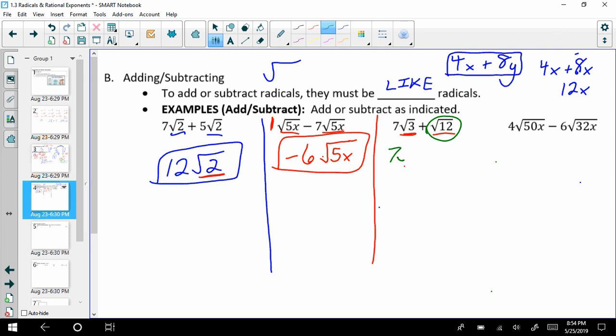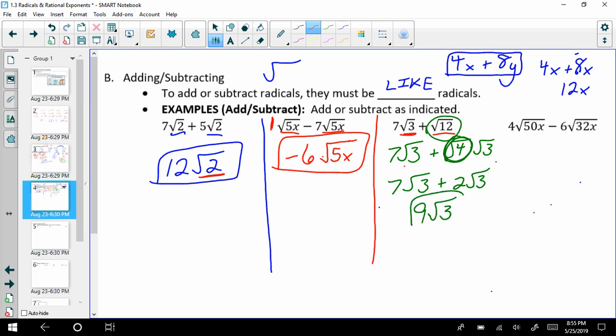So let's simplify that. I'm going to bring the first guy down. So I'm going to break this into 4 and 3 because that makes 12. Focus on the perfect square and let's simplify it. So 7 square root 3 plus 2 square root 3. I can now combine them because they are both square root 3's, so I would get 9 square root 3. Okay, so some of them you might have to simplify first.